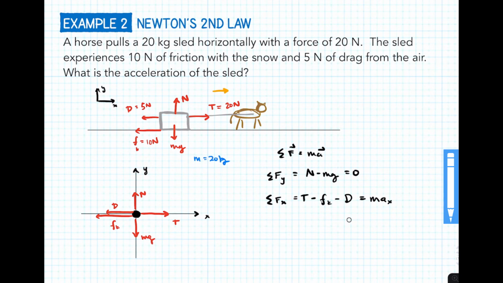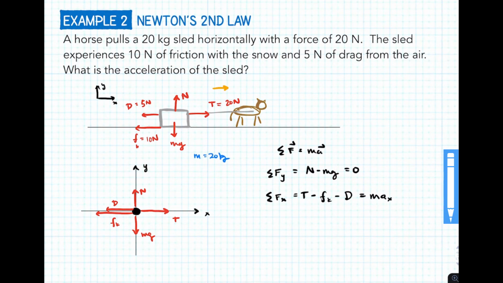We find that acceleration is going to be equal to tension minus friction minus drag over mass. Okay, so that's our equation.